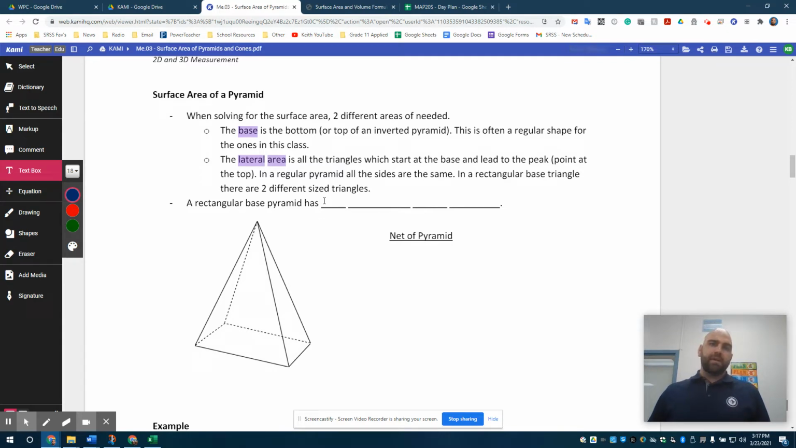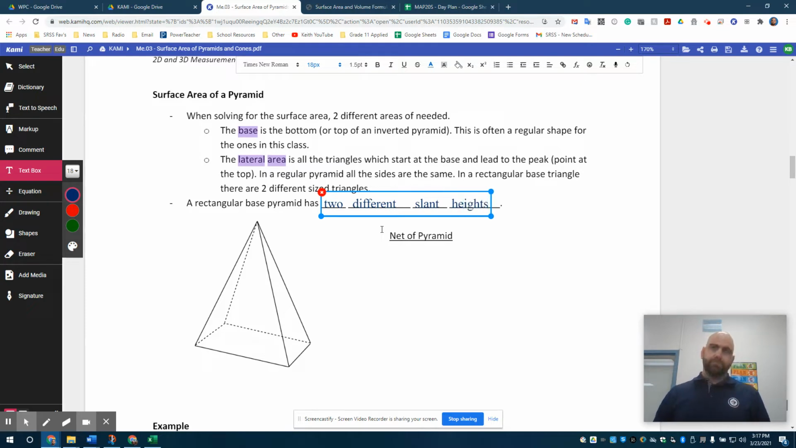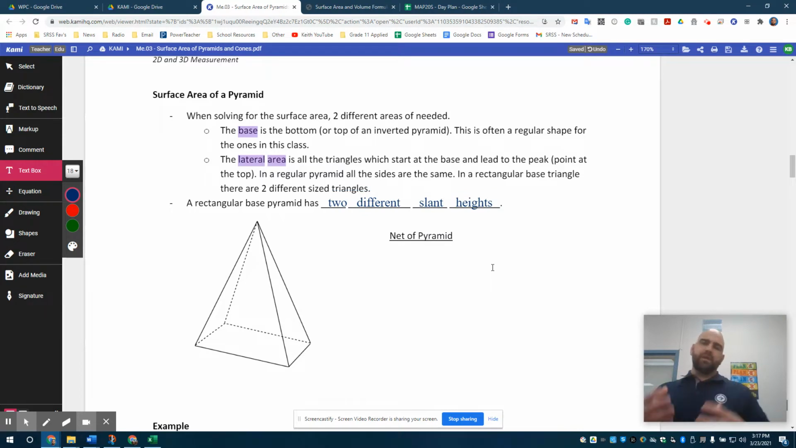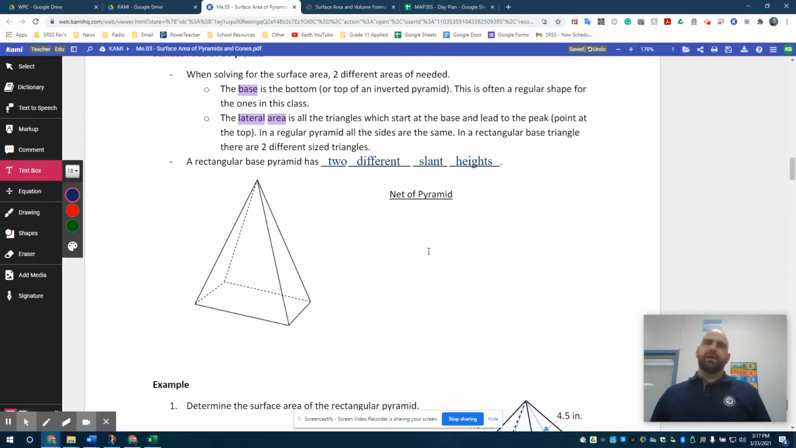Now, a rectangular-based pyramid is a little bit different from a square-based one or a regular-shaped one, whereas the rectangular-based pyramid has two different and unique slant heights. It's a little difficult to show this to you in a video. It'd be nice to have actual physical models in front of us, so we could see that they are different by measuring them out. But in the video, it's going to be a bit tough.